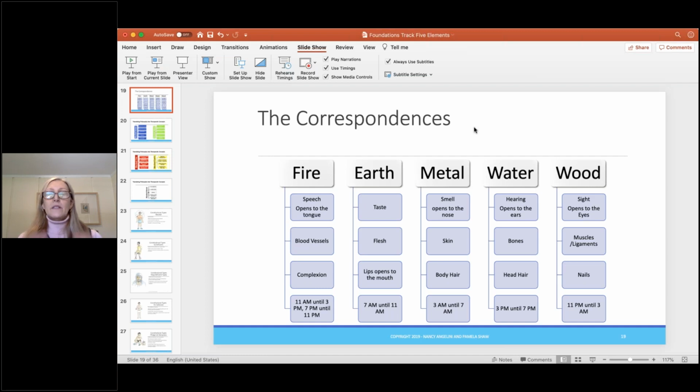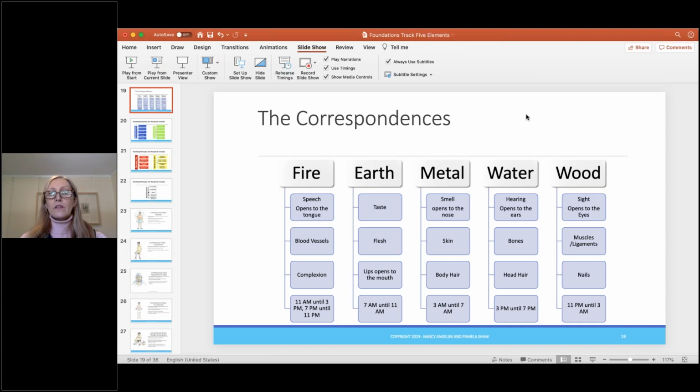Wood is sight, right? The eyes, it opens to the eyes. It's the muscles and ligaments, the sinews of the body. And you can see it in the nails, the toenails and the fingernails: ridges, yellowing, that kind of thing. And that's 11 p.m. until 3 a.m. For those people who say that's my best time to work, that's interesting, because if they're going to bed at 1 or 2 in the morning, they're really putting a lot of pressure on the liver and the gallbladder's ability to restore itself, right?